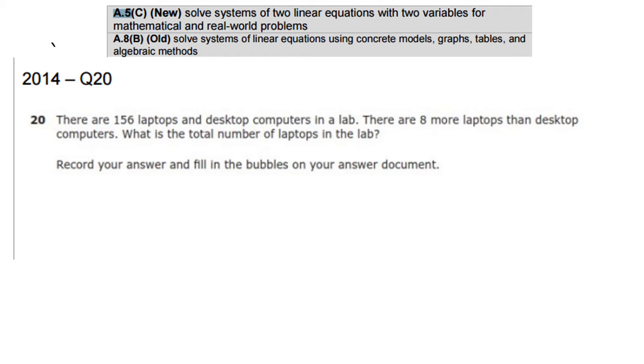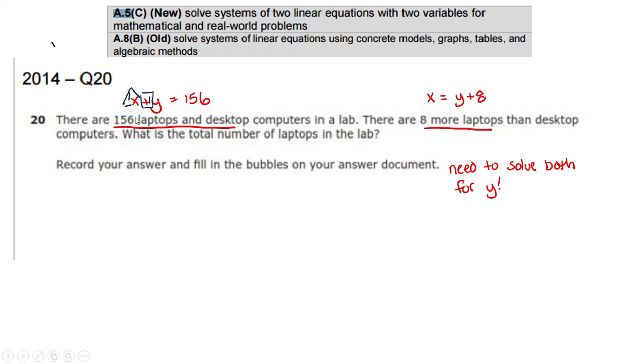Okay, last question for today. So we have 156 laptops and desktop computers in a lab. These are my 2 variables, and there are 156 of them, so I can set that equal to 156. Then it says there are 8 more laptops than desktops. So if laptops is my X, there's supposed to be 8 more in order to be equal to Y. So I would have to put the 8 over here for Y. That way they're equal to each other. So if they're wanting to know a solution, which they are in this last sentence, I have to solve both of these equations for Y.